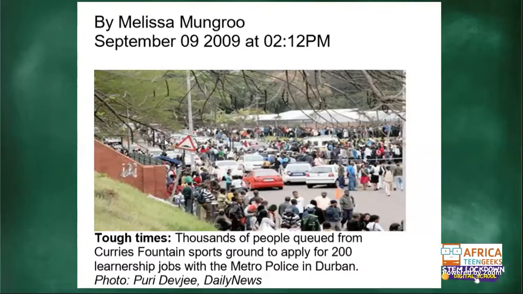Hi, sir. Can you hear me? Yes, Sipho, I can hear you. So should I start from the byline or should I start with the caption only? Just start with the byline. Thousands of people queued from Curries Fountain Sports Ground to apply for... Wait, Sipho, sorry. Here we want the caption of the picture. We have not started to read. Yeah, I wanted the caption, those words which are written under the photograph.